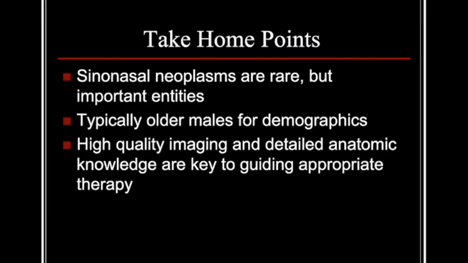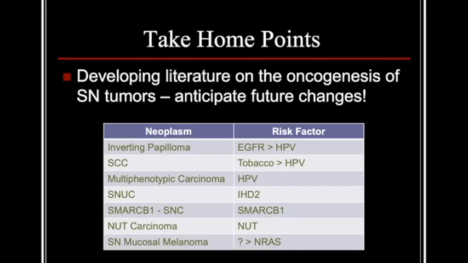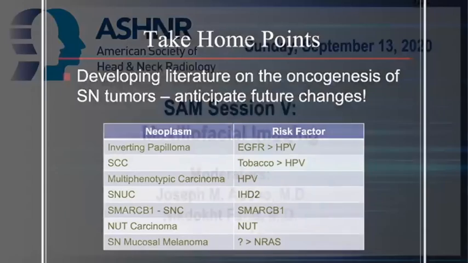So the take-home points: sinonasal neoplasms are rare, but they're very important entities. We need to think about older males for demographics typically, but not exclusively. And then high-quality imaging and detailed anatomic knowledge are key to helping guide appropriate therapies. There is a significant developing literature on the oncogenesis of these tumors, so we need to anticipate future changes both in how we characterize and how we diagnose these masses.